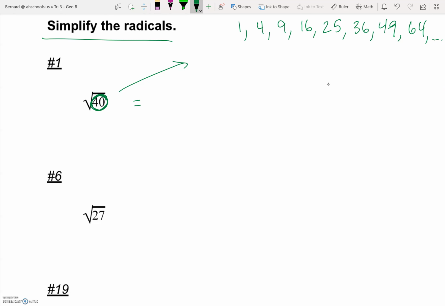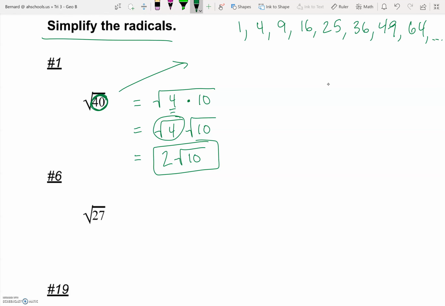So in this problem, it's going to be breaking it into 4 times 10. Remember, 4 times 10 is still 40, so the value is the same, but that 4 is our biggest perfect square number, and that's what we want to find, and then we want to simplify that. So remember, we can write both these numbers under their own radical, and then we just do the square root of 4, because that will give us a whole number, not a decimal. Square root of 4 is 2, and then that square root of 10 stays like that because 10 is not a perfect square number, so we don't want to turn that into a decimal. And so our final answer is 2 times the square root of 10.